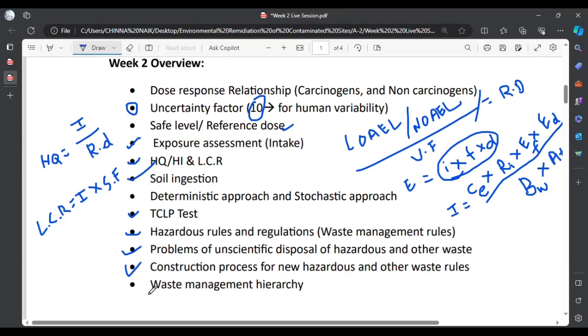and then the construction process for new hazardous and other waste rules he also discussed, I'm not going deep into it. And then finally the waste management hierarchy. What is the waste management hierarchy? First one is prevention. Of course, prevention is better than cure. So prevention, and then minimization, reuse, recycling, co-processing, and safe disposal. Okay, so these are the contents discussed in the week two session by the course instructor.